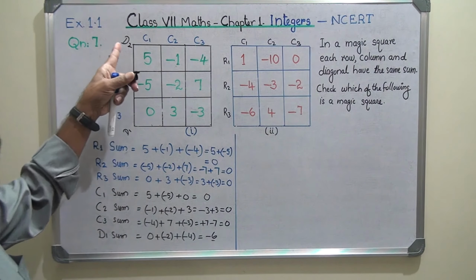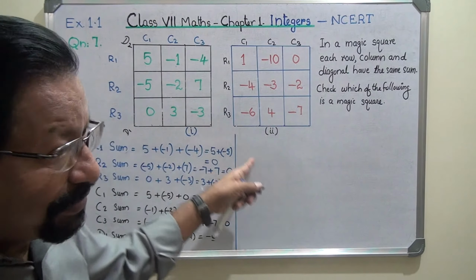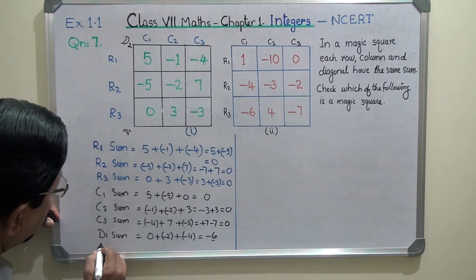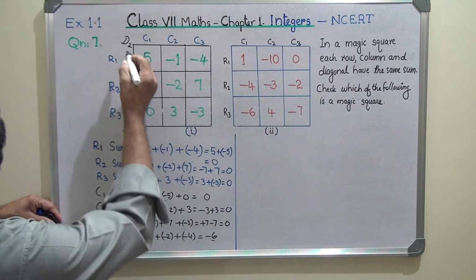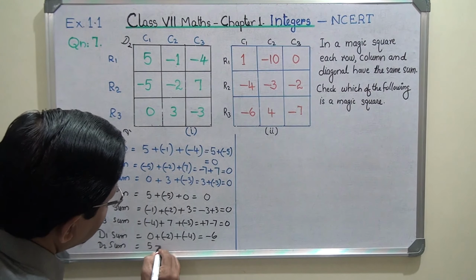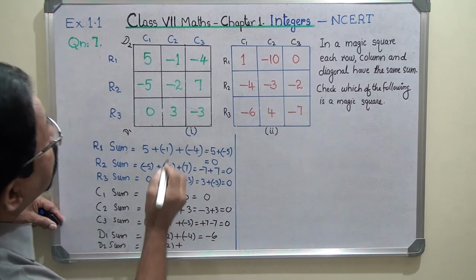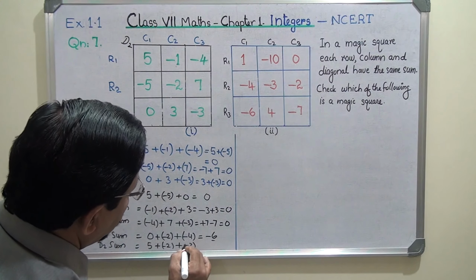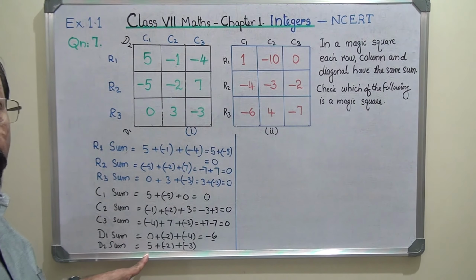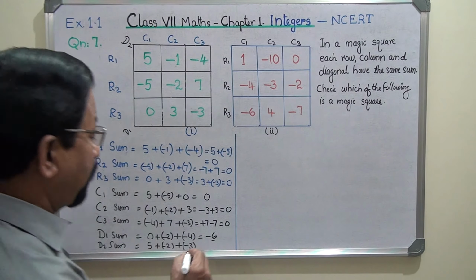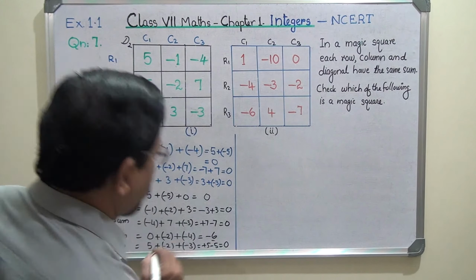Now the second diagonal, you can take from here or from here, from top to bottom or bottom to top, corner to corner. That is D2. D2 sum is equal to 5 plus minus 2 plus minus 3. Here also two negative integers, minus 2 and minus 3, that is minus 5. Plus 5 minus 5 is equal to 0.